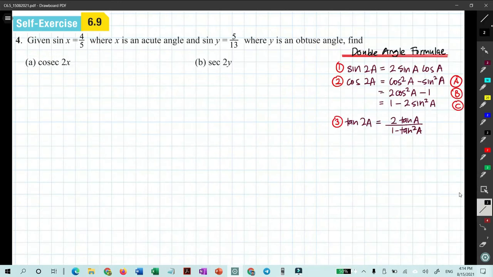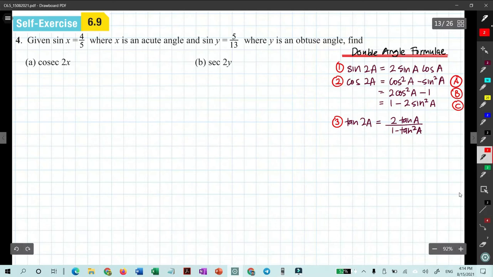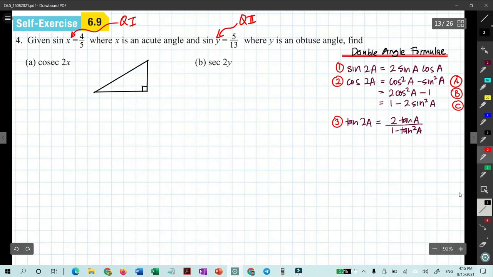Given sine x equals 4 over 5, where x is an acute angle, and sine y equals 5 over 13, where y is an obtuse angle. Okay, so an obtuse angle is located in the second quadrant, and x is located in the first quadrant. Let's draw a triangle to represent angle x. This triangle is in the first quadrant, and x is here. This is the opposite side, this one is the hypotenuse, and this is the adjacent.